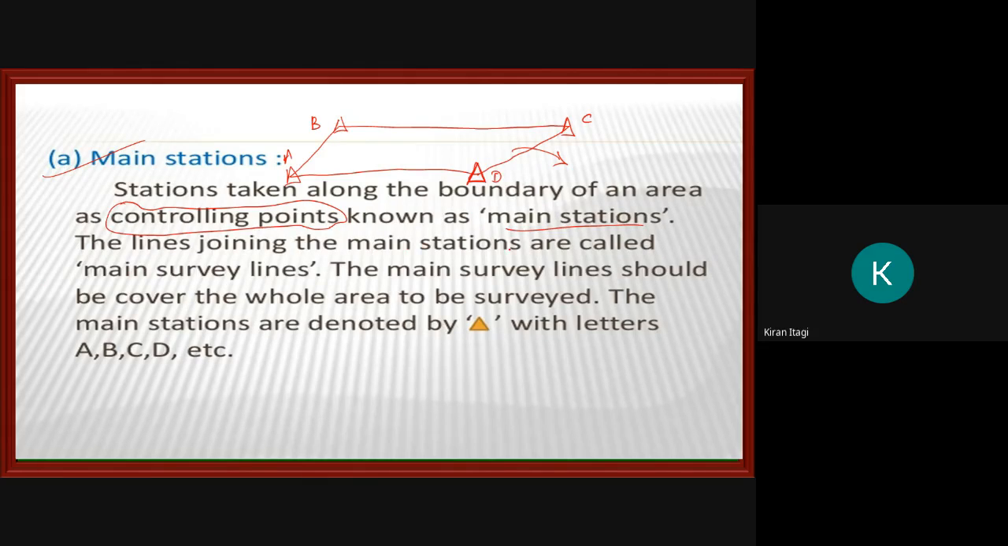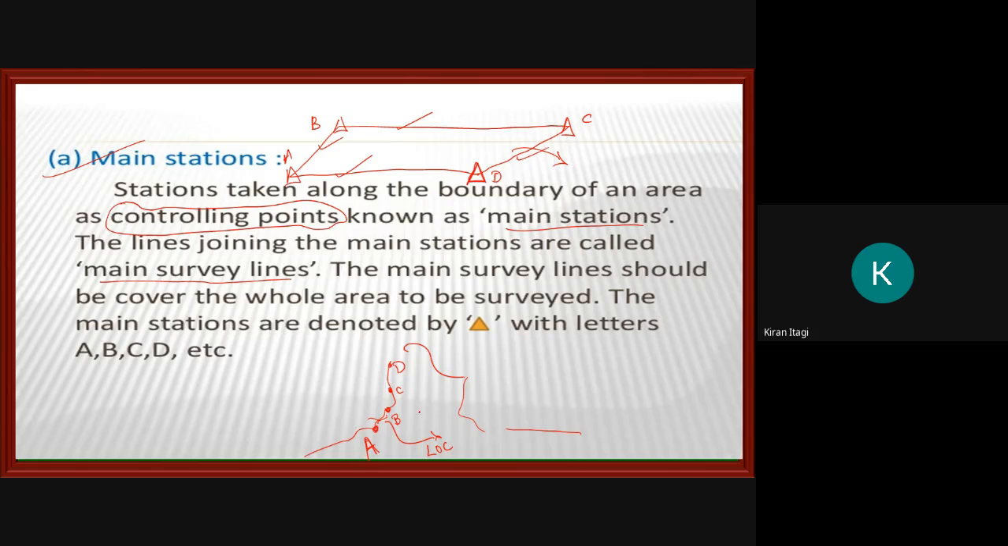The lines joining the main stations are called main survey lines. Initially, I have set these main survey lines. If I draw the Indian map, I will fix one point here, one point here, one point here, and denote them A, B, C, D. These are the main station points, and these lines are called main survey lines, or you can call them LOC, line of control.